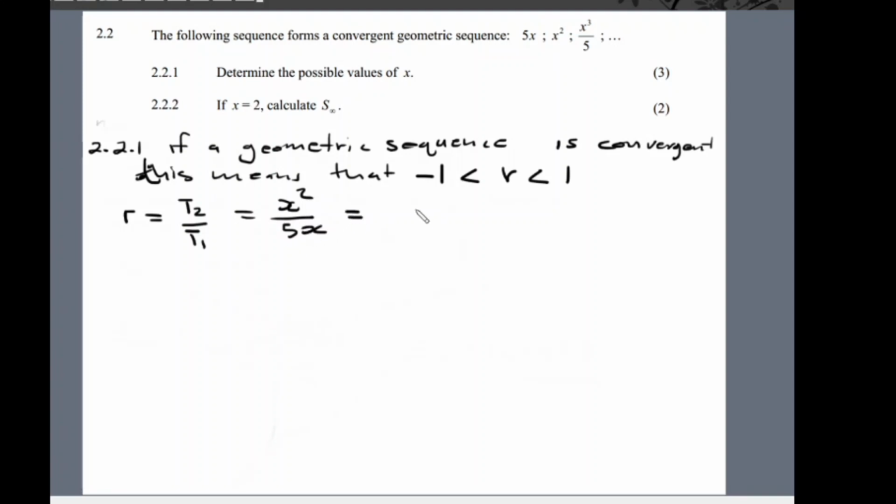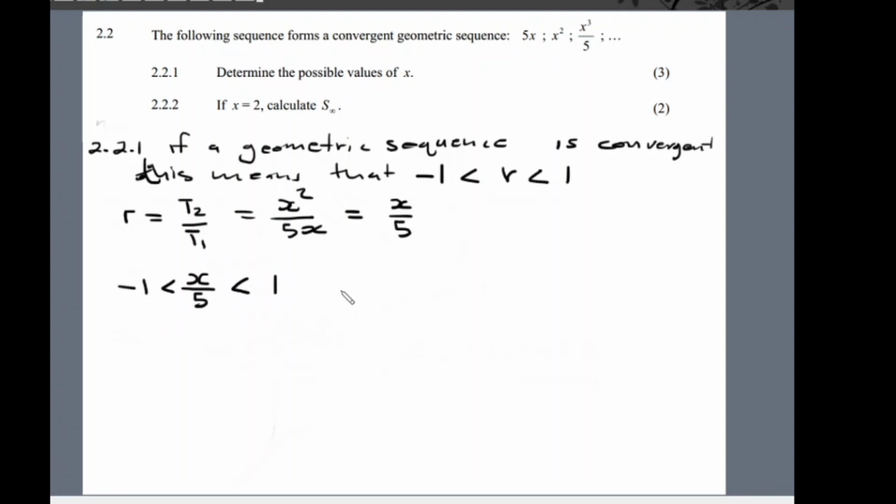So in other words, r is equal to x over 5, right? Because this is a convergent geometric sequence, r is between minus 1 and 1, but then we know the value of r. This means that for the possible values of x for this sequence to be convergent, this condition must hold, right?